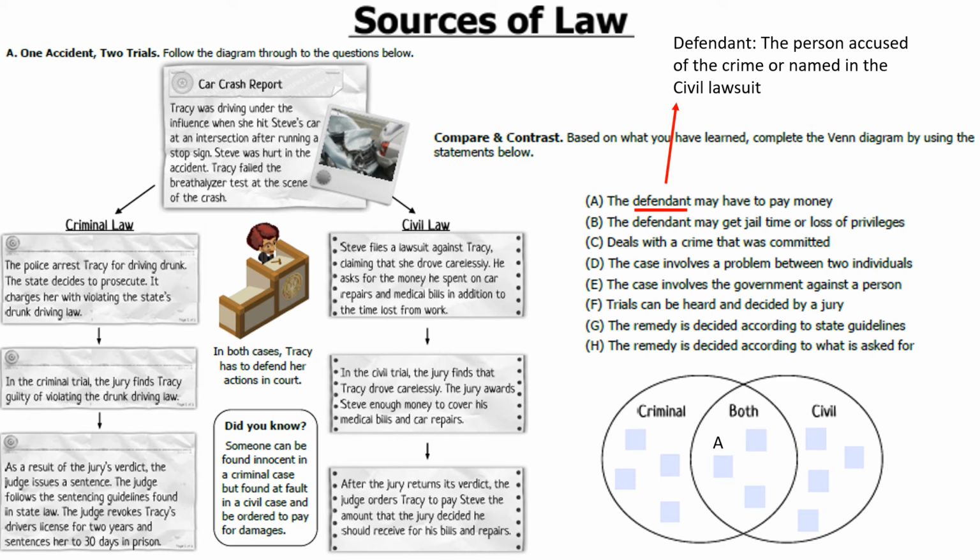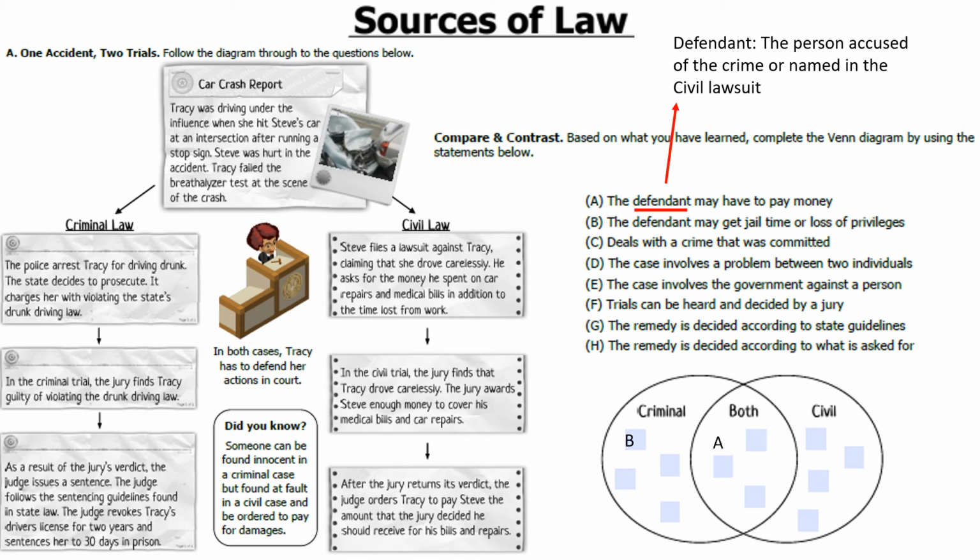The defendant may get jail time or a loss of privileges. So the big thing there is jail time. Jail time is the consequence of criminal law. And there are other losses of privileges, like losing a driver's license. Really, in a civil case, what you are going to part with mostly is money. Let's look at some of our other ones.